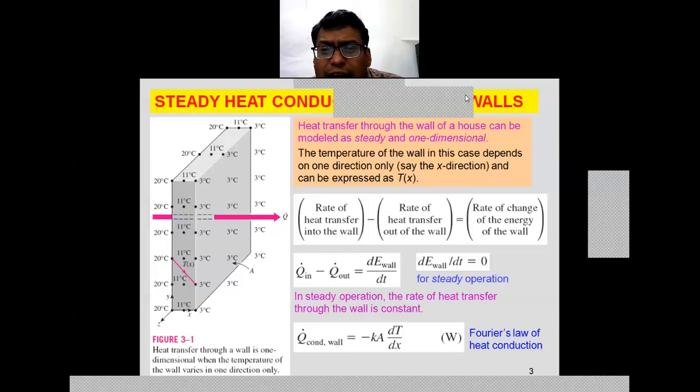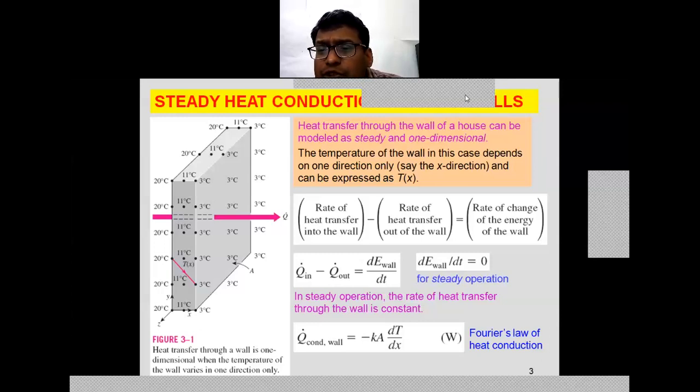Then the rate of heat transfer into the wall minus the rate of heat transfer out of the wall is equal to the rate of change of energy of the wall. Because in the basic general balance equation, input minus output is equal to generation minus consumption. So is there any generation? No, no generation is there. The rate of change of energy term is also there.